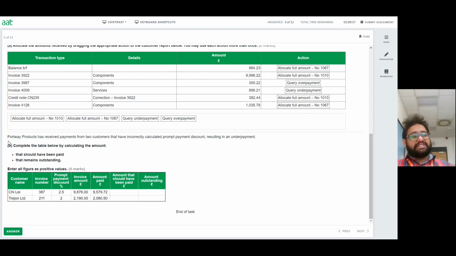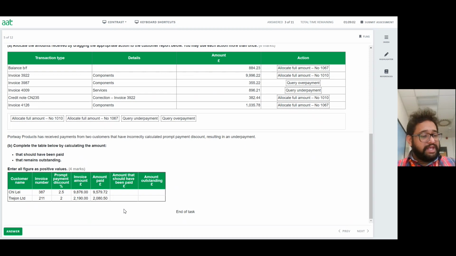Portray Products has received payments from 2 customers that have incorrectly calculated the prompt payment discount, resulting in an underpayment. So what they're saying to us is the customer incorrectly calculated the prompt payment discount. Our job is to find the right amount and find the amount outstanding. So Chailai were offered a 2.5% prompt payment discount and their total invoice value is 9,876. So let's calculate how much they should have paid.